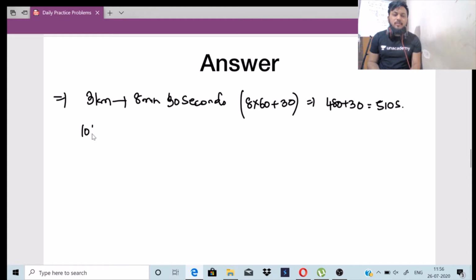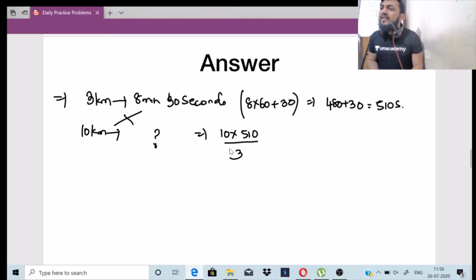So how much will it be for 10 kilometers? You have to do the cross multiplication here, right? So this will be 10 into 510 divided by 3. So you'll get the answer as 28.33 minutes.